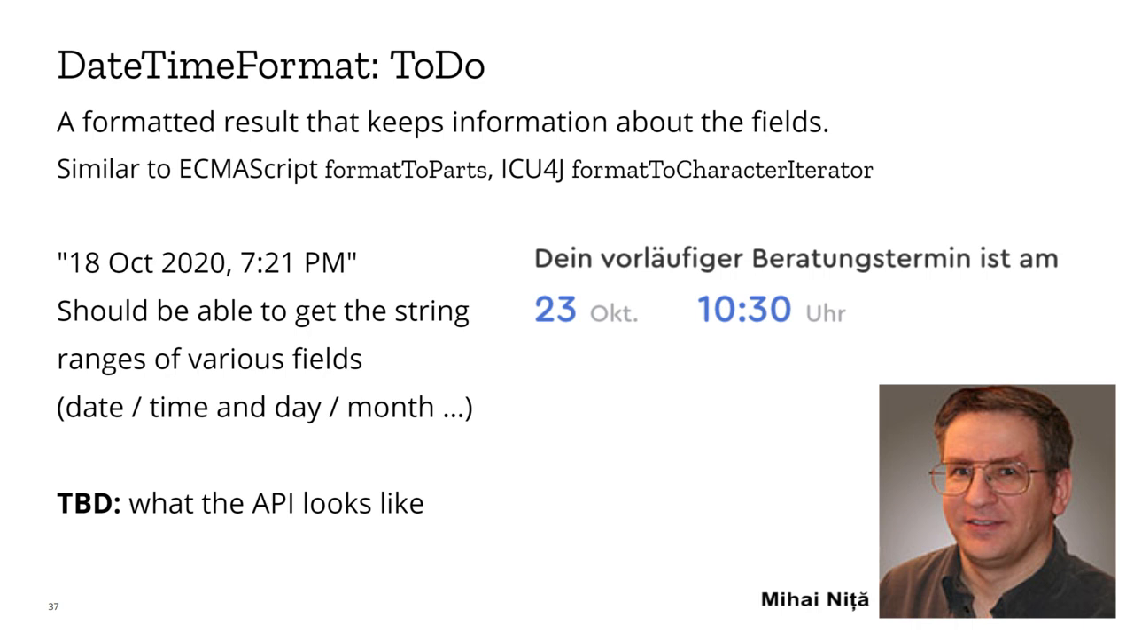Last but not least, we are planning to implement a way to return a formatted value that still preserves information about every single field, where it starts and where it ends. The use case for this is that you can take the result and format the hour or the day of the month in a different style. The API for this is not even proposed.